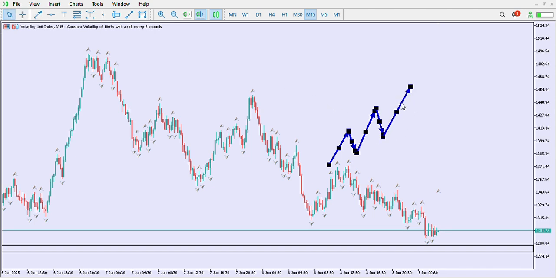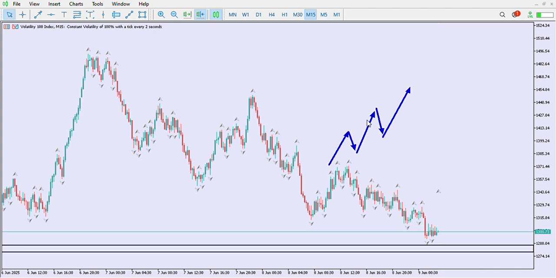So I'll look for this. Hope you're together. I'll look for this, kindly. I'll look for these things. This is what I'll look for. The market has done what? It has broken this high, respected the low, broken the other, broken this high, respected the low.